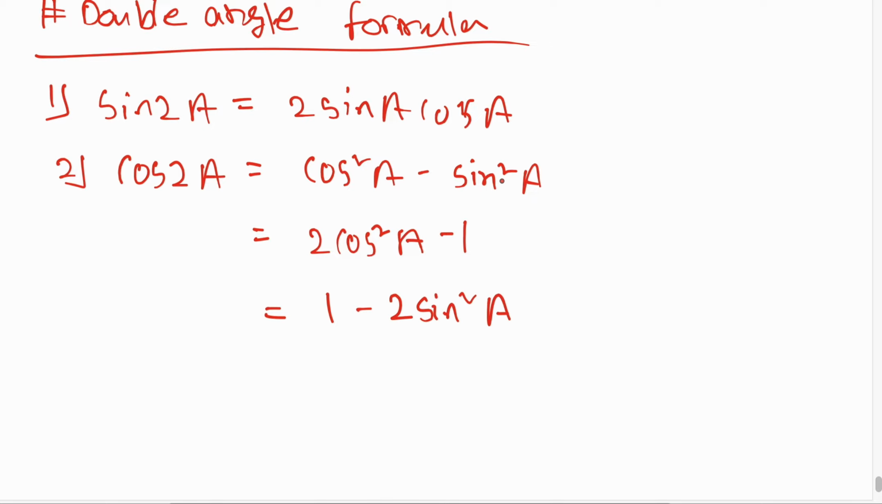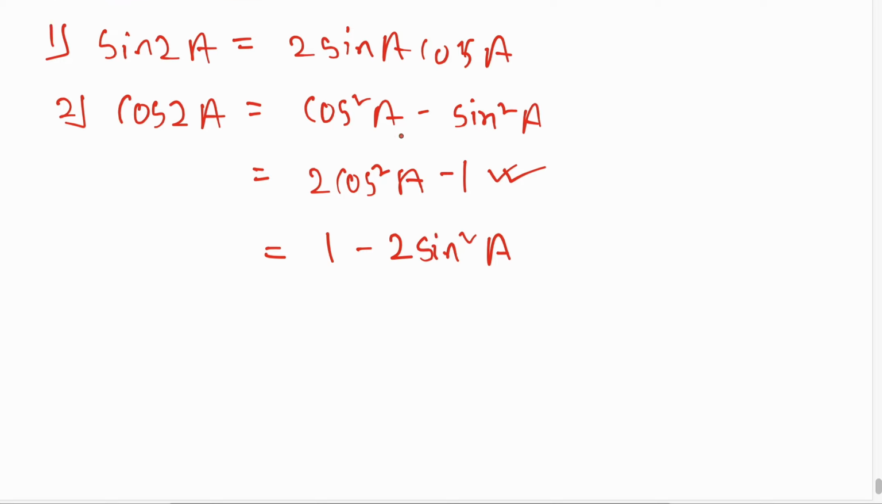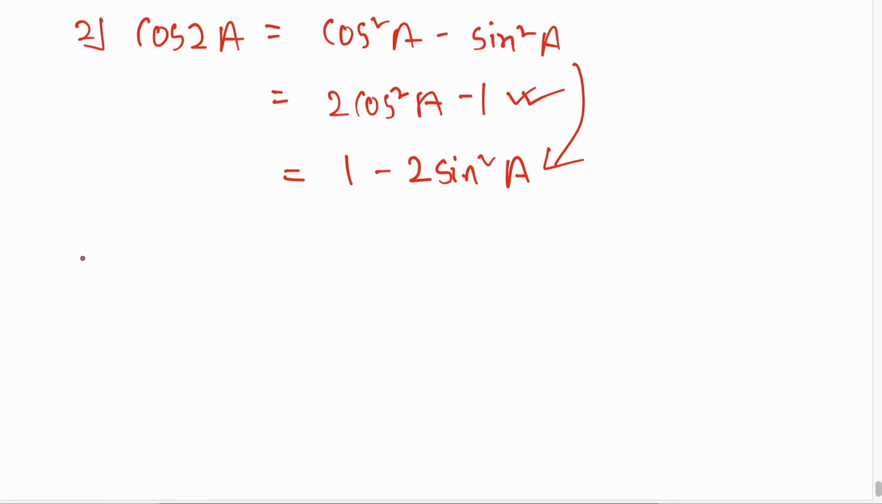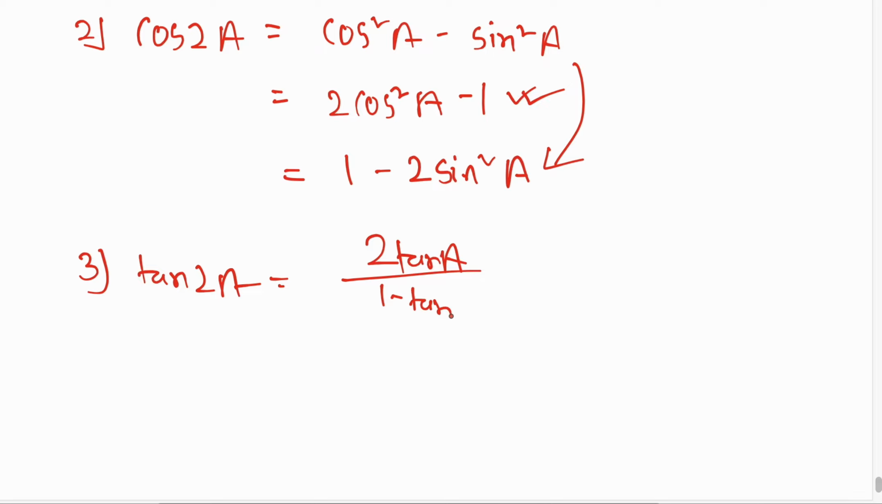Just if you write sine square A is equal to 1 minus cos square A, then you simplify and you will get this. If you replace cos square A is equal to 1 minus sine square, then if you simplify you would get this. Okay, then 3, tan of 2A, 2 tan A over 1 minus tan square A.